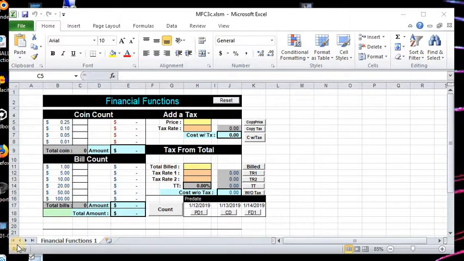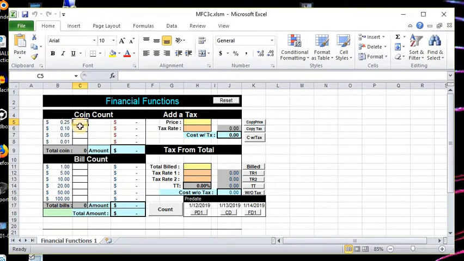We're going to be working with my financial function sheet, which allows you to count your cash and calculate taxes, like state taxes and sales taxes and that sort of thing. So basically, I'm going to start out with counting some coins.